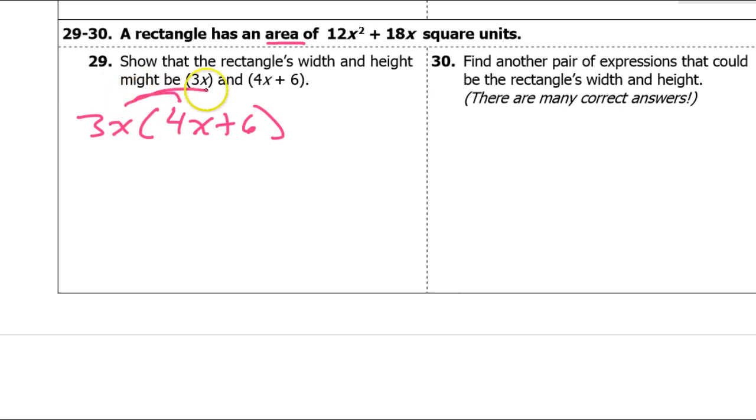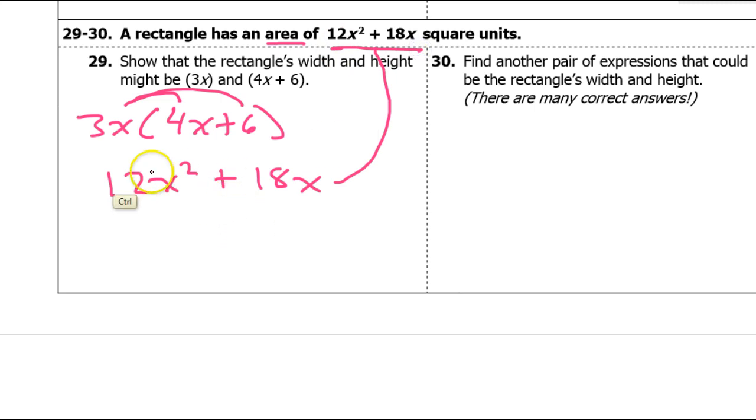So if I were to multiply this, I would do it by the distributive property. So 3x times 4x is 12x squared. And 3x times 6 is 18x. And then notice that this matches 12x squared plus 18x. Okay, so because multiplication gives me this expression, that means this could be the base and the height. All right, because base times height is how you get the area. This could be the width and the height.